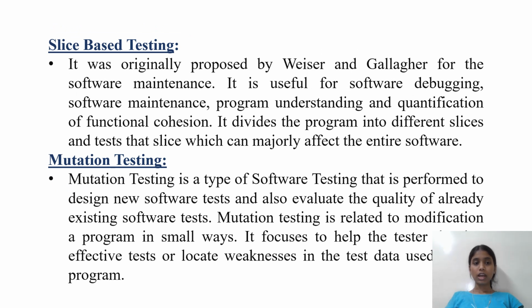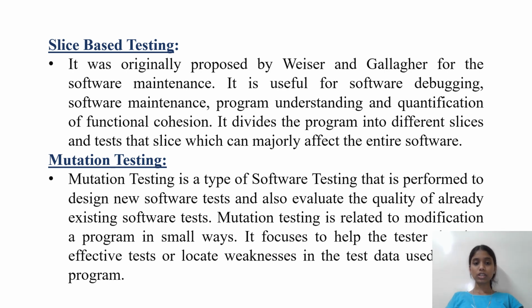Slice-based testing. It was originally proposed by Weiser and Gallagher for software maintenance. It is useful for software debugging and software maintenance, and also for program understanding and the quantification of functional cohesion. It divides the program into several different slices and then tests those slices which can majorly affect the entire software. Basically, it will divide the main source code into different slices, and then it will test each of these slices of the code, and majorly it will contribute to the testing of the whole code later.